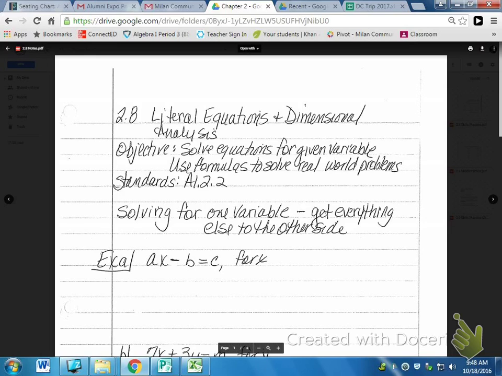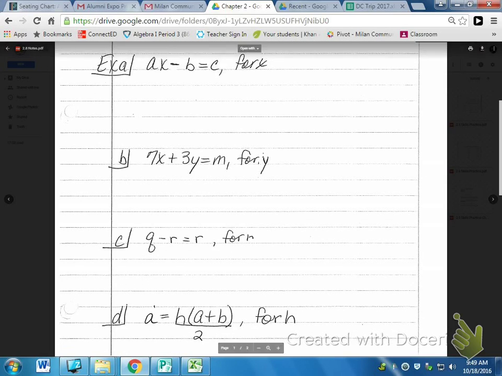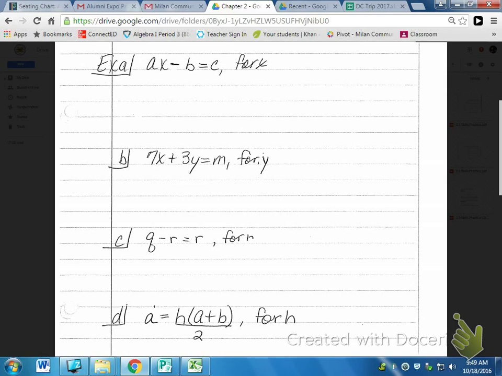All right, so let's go to our first example, example A. They're going to give you the problem, and then they're going to say at the end which variable they want you to solve for. Okay? So example A says ax minus b equals c. And our job is to solve this one for x.